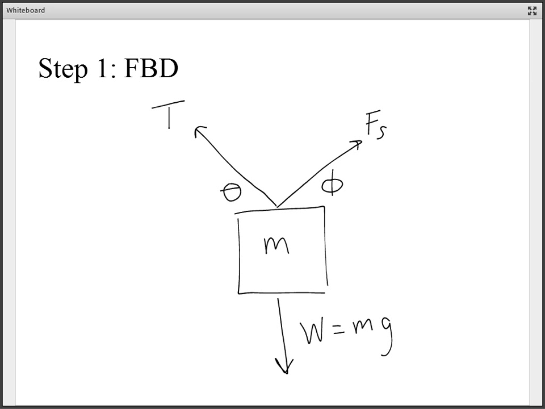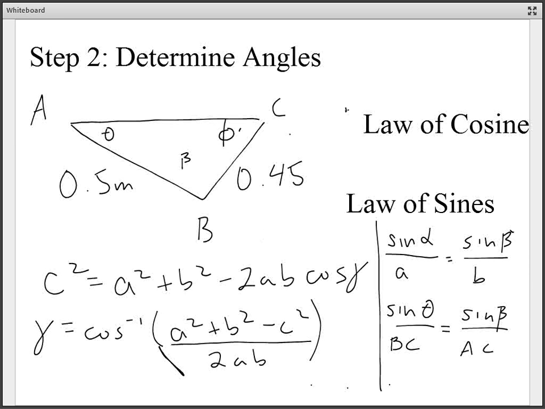So if we want to figure out the magnitudes of all the forces, we're going to need to break them up into their components. But to do this, we're going to have to figure out the angles first in order to figure out the components of each of these forces. That's going to be step 2. We're going to need to determine the angles, all right?